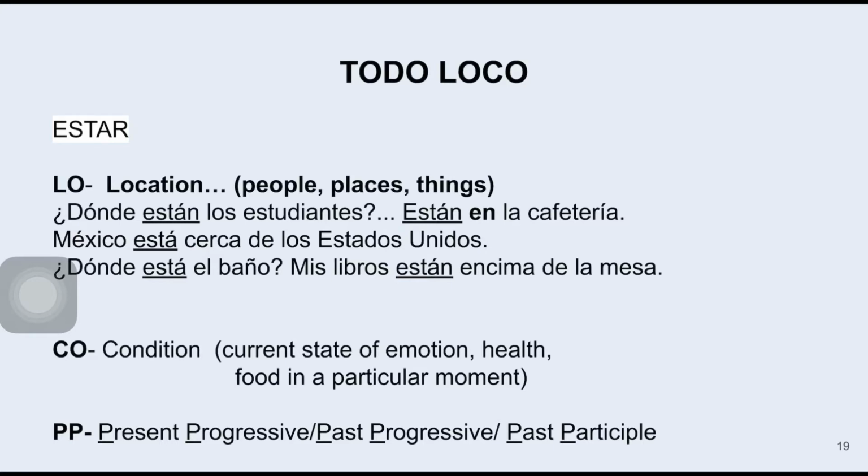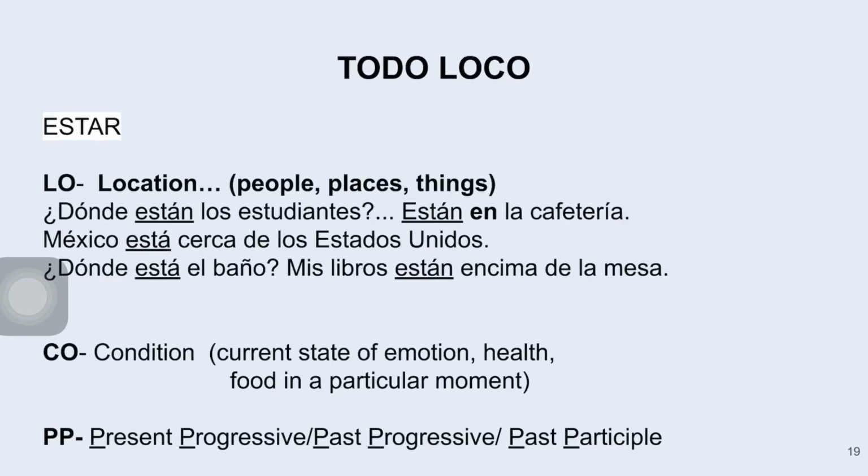Condition. Now, condition I find to be a very ambiguous word, and so I have over the years broken it down into further categories. I hope this helps. So what are conditions? Well, they're the current state of an emotion, of someone's health, of an object in a particular moment. In particular, food is often something we talk about on a day-to-day basis. So I like to give examples of real-life situations. So anytime you talk about food, whether something you're eating is hot or cold or spicy or bland, that is the condition of that food.